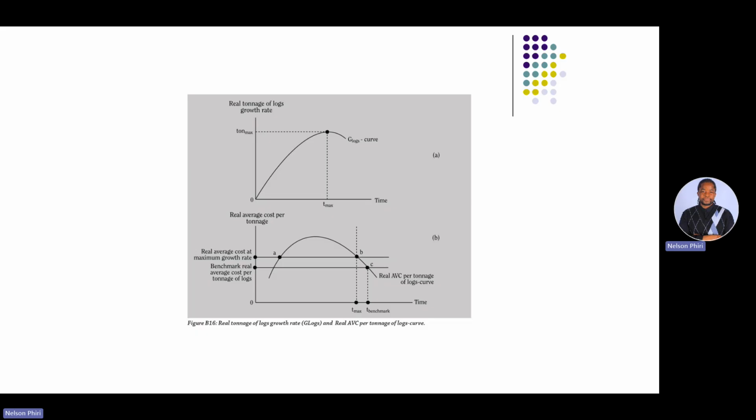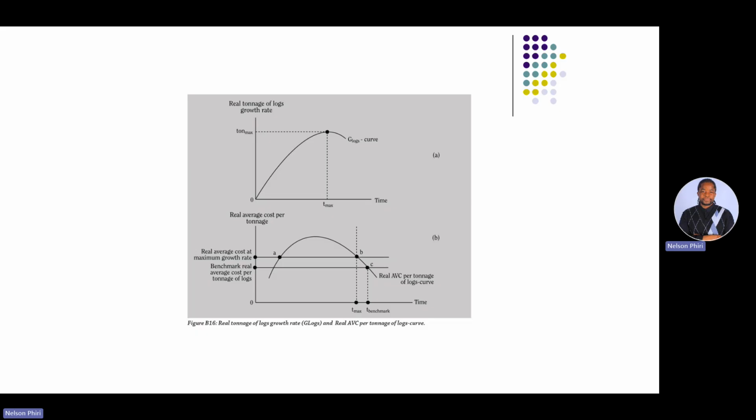So the alternative question will be, why not at point A much earlier? So there is a point A where your benchmark is equal to your real average cost of tonnage. The simple reason is that the real tonnage is much greater at point B than at point A. So which is why we stick to point B, because you can see at point A that is where your benchmark real cost per tonnage can be equal to your real average cost.